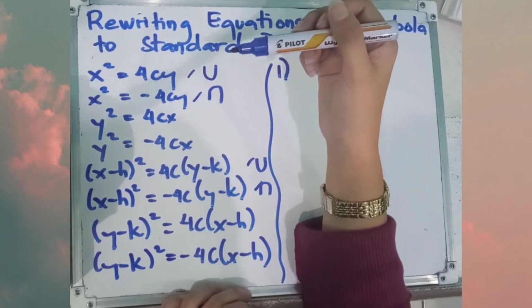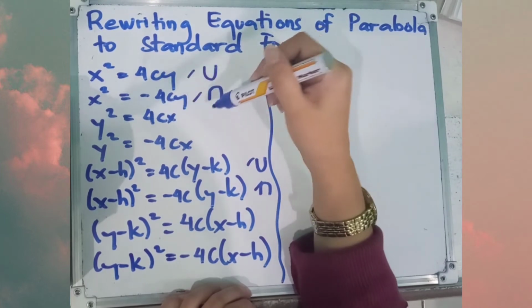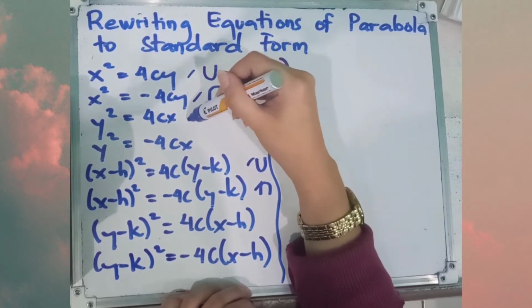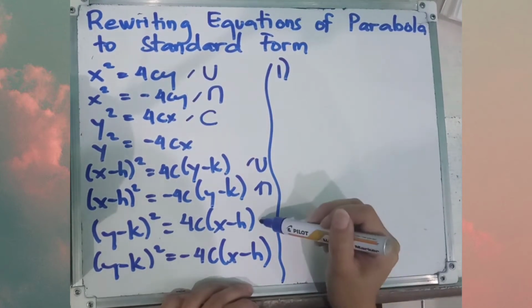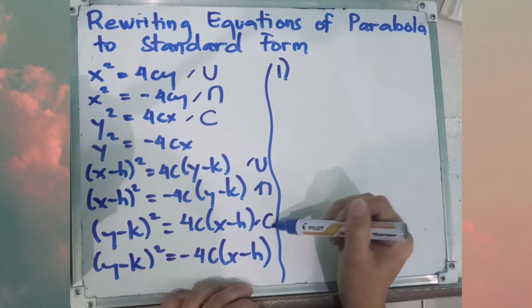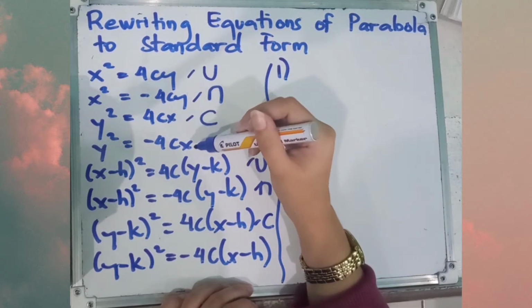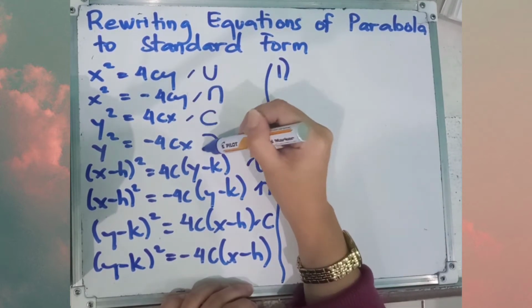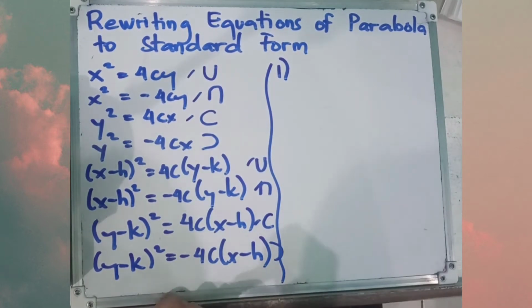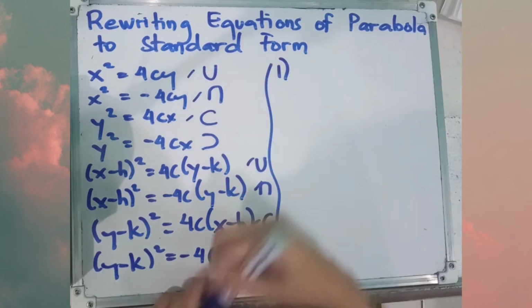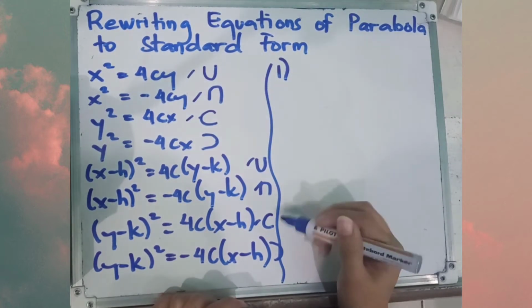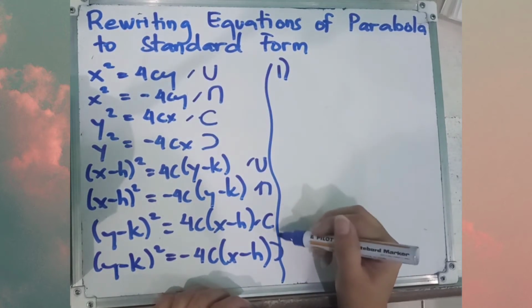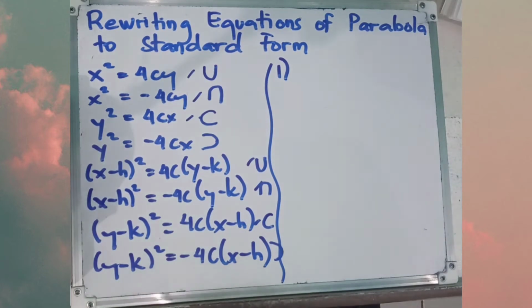It's opening to the right if 4c is positive. So the graph of this is opening to the right. Same with this one. So that's opening to the right. And here, since 4c is negative, the graph is opening to the left. Again, the only difference is that for these two, the vertex is located at the origin, whereas for the remaining two, the vertex is not at the origin. Let me give an example.